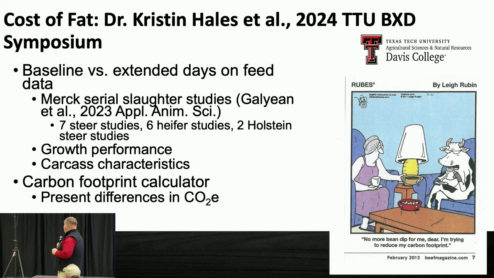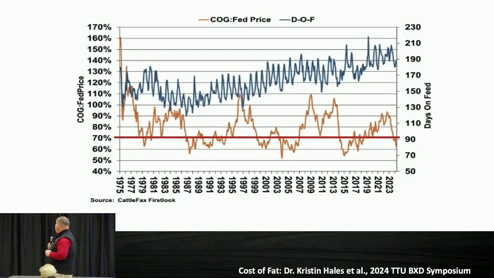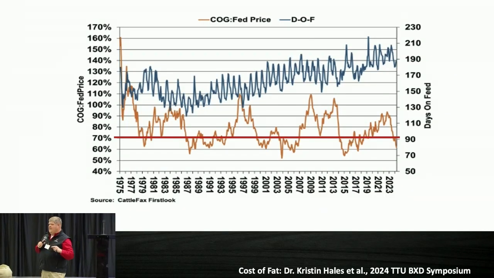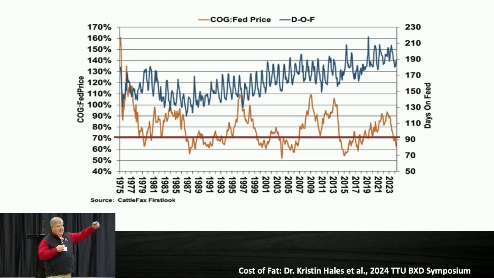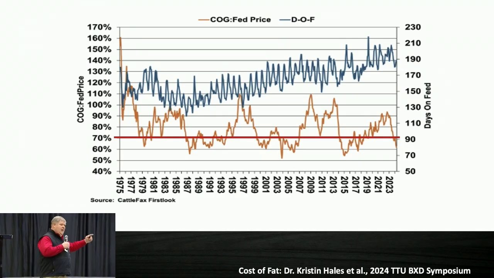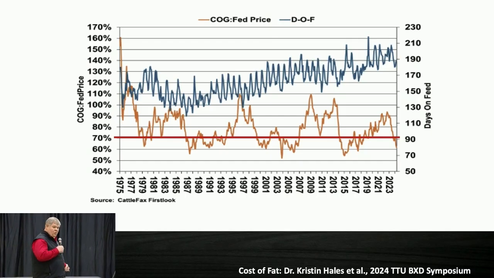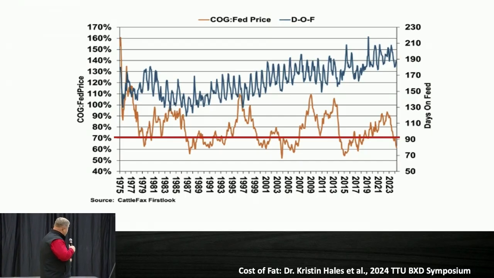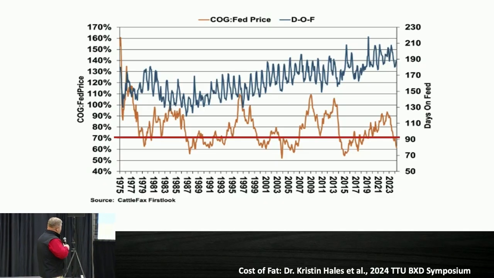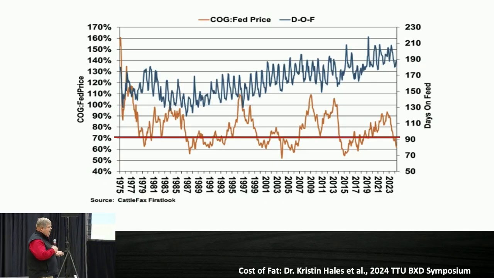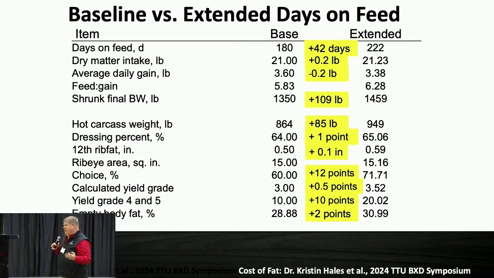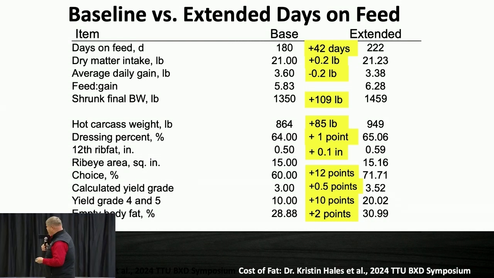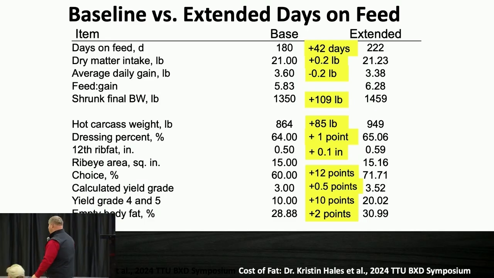and then they retrospectively calculated CO2 emission, okay? So what we're looking at in this particular scenario is an extended days on feed. We're going to look at an additional 42 days on feed versus a conventional 42 fewer days on feed in this scenario. So why are we doing this? Why are we talking about this? Because days on feed have crept up year over year for the last many years, particularly when we are in a deficit in terms of cattle numbers.